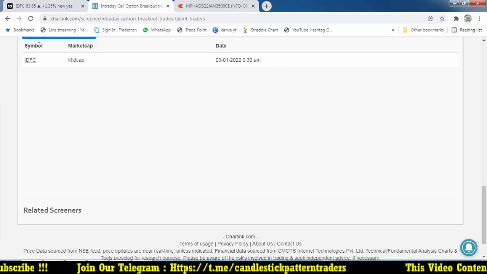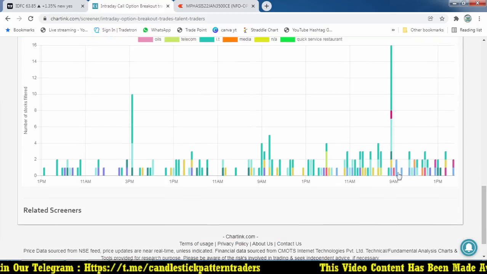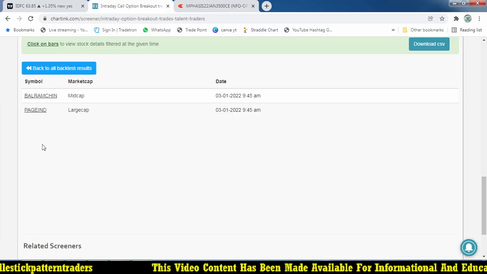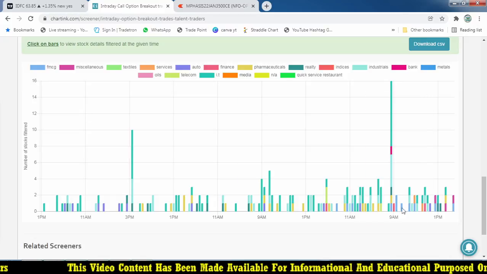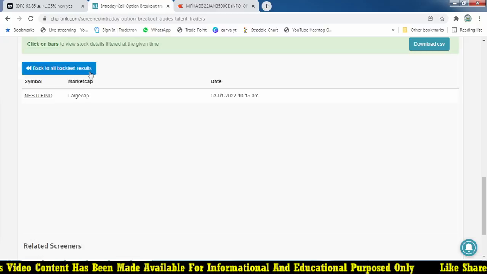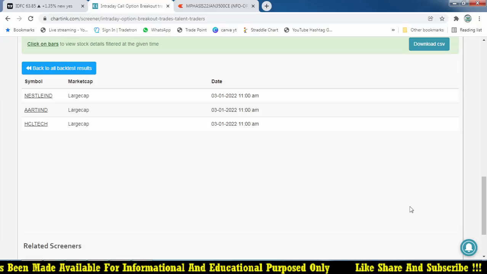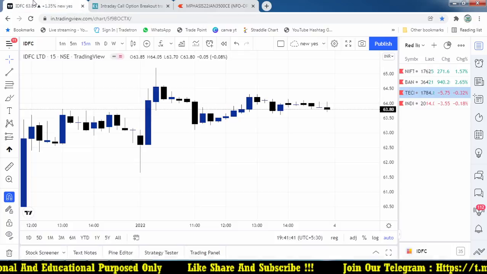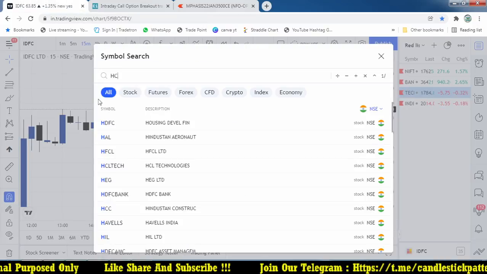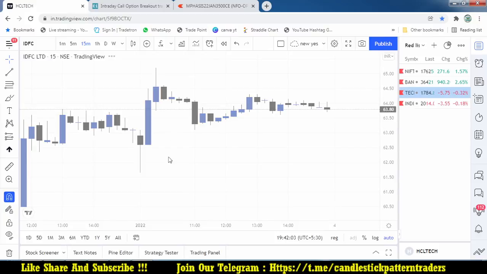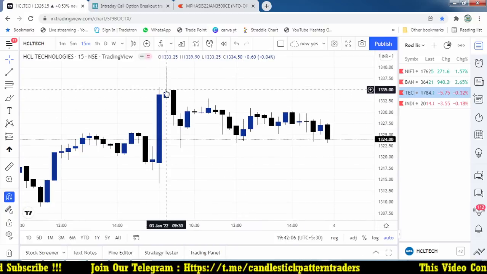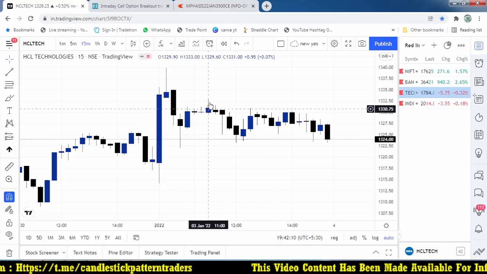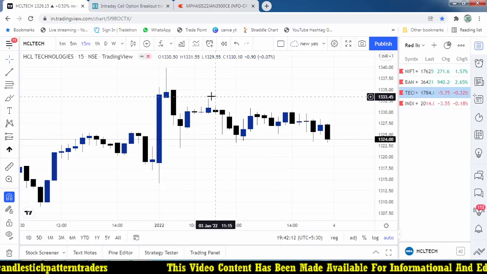So the second one, let me try with the backtest. We got two stocks at 9:45. Both are not good for options, because I mostly do stock options. Nestle is not good for that. So maybe HCL Tech at 11 o'clock. So you may understand what I'm discussing here. HCL Tech at 11 o'clock, this is the 11 o'clock candle. After that, we didn't get any chance of a breakout.